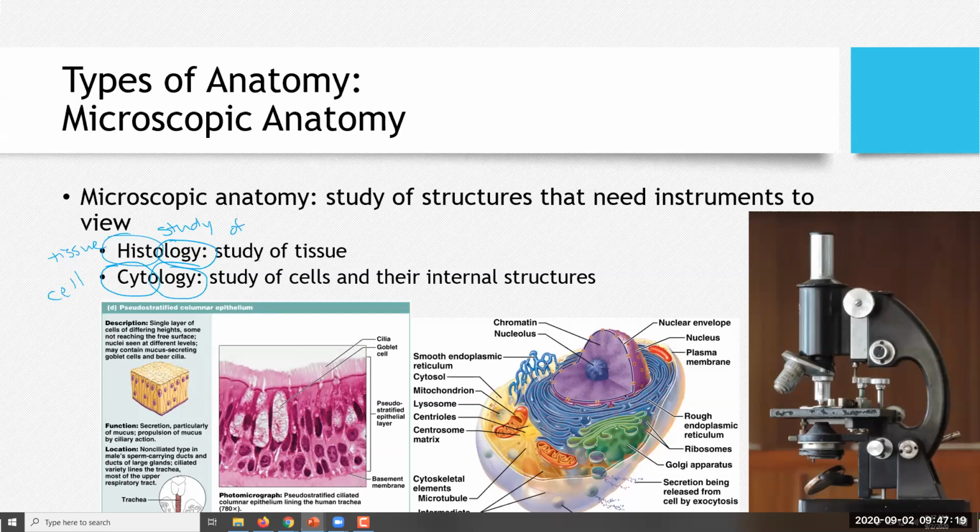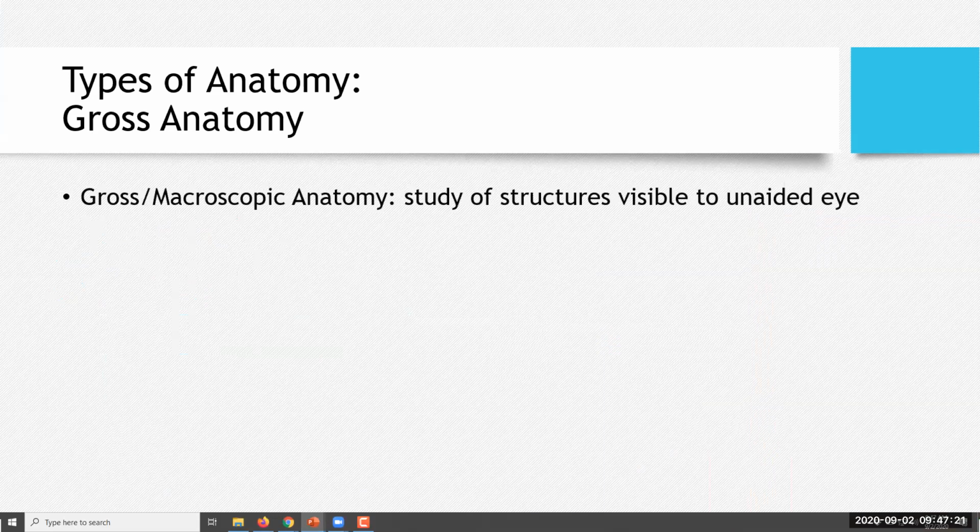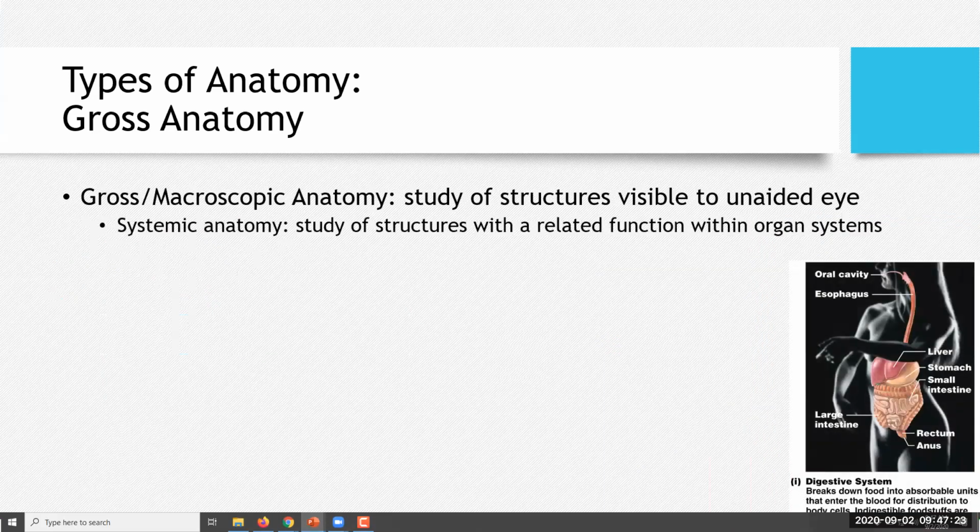Now we're going to go into the gross anatomy or the macroscopic anatomy. Okay, there's different ways of looking at macroscopic anatomy. One is systemic anatomy, and this is what we're going to be doing for the rest of our entire semester. We're going to look at the structures by organ systems, hence the name systemic, right? We're looking at each organ system. You may not know what an organ system is, but we'll get there in a couple slides.